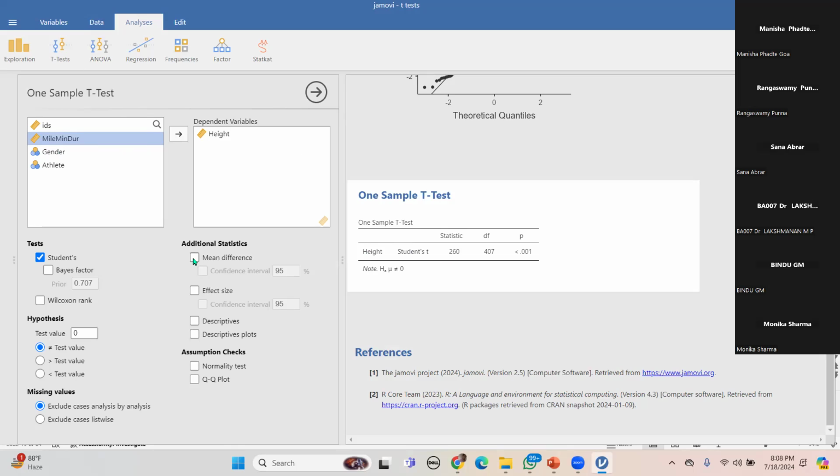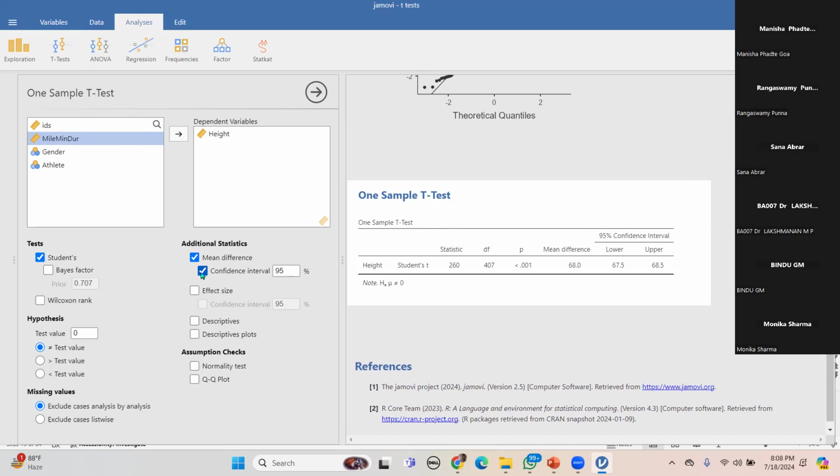Now, I also wanted to see the mean difference. Mean difference between sample mean and population mean. I need to understand, was there any difference between population mean and sample mean? So just select it. So we got the difference between sample mean and population mean. Confidence interval. Please click on the mean difference confidence interval.